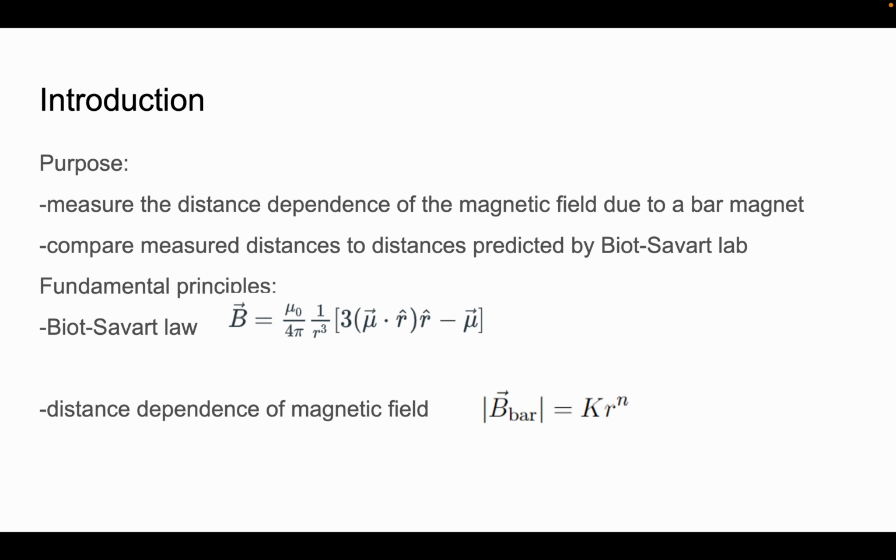Bar magnets. So the purpose of this lab was to measure the distance dependence of the magnitude of a magnetic field of a bar magnet, and then to compare these measured distances to the distances predicted by the Biot-Savart law. The fundamental principles here are the Biot-Savart law, sorry if I'm saying that wrong, which predicts the magnetic field of a dipole, and we're treating the bar magnet as a dipole here, and the distance dependence of the magnitude of the magnetic field, where K is a constant.